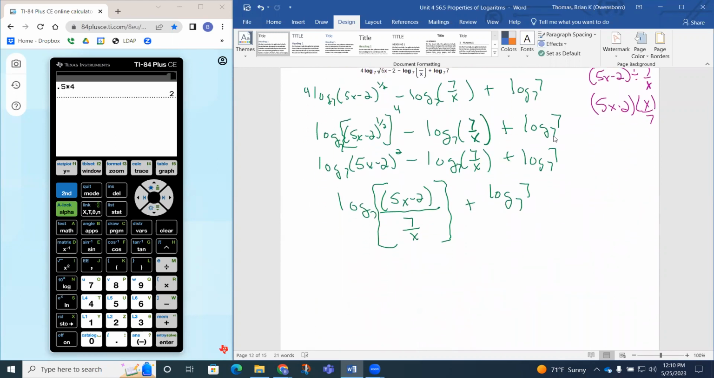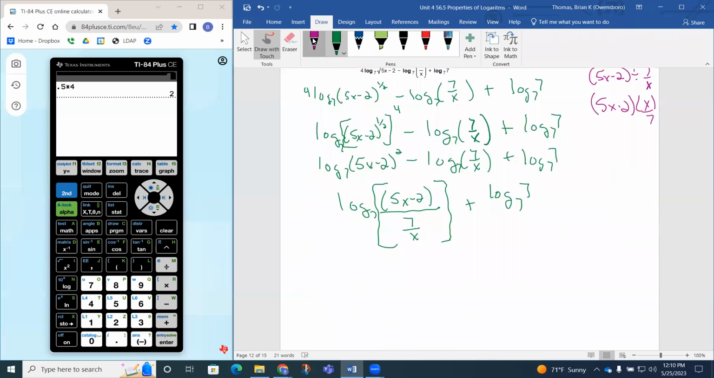So we're picking up on this part over here. This becomes x times (5x minus 2) all over 7. I really don't need a big parenthesis, I need a smaller parenthesis there. So 5x minus 2, x times (5x minus 2) over 7. So this piece cleans this inside up here.